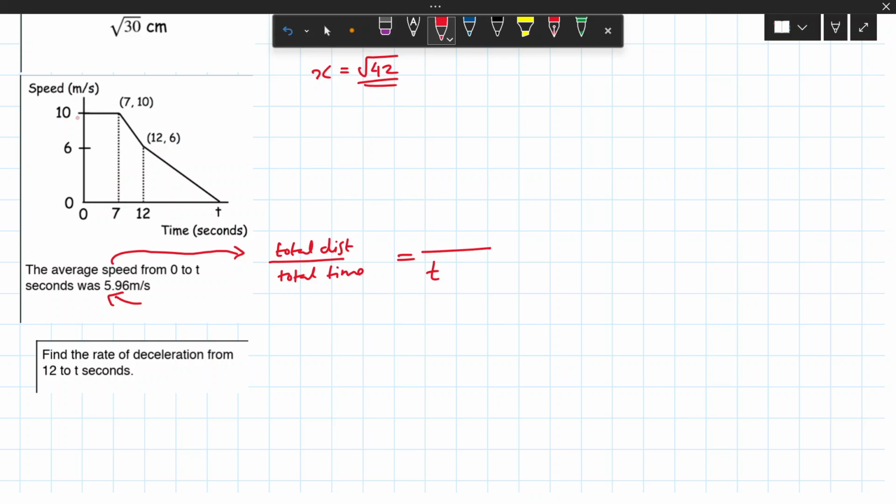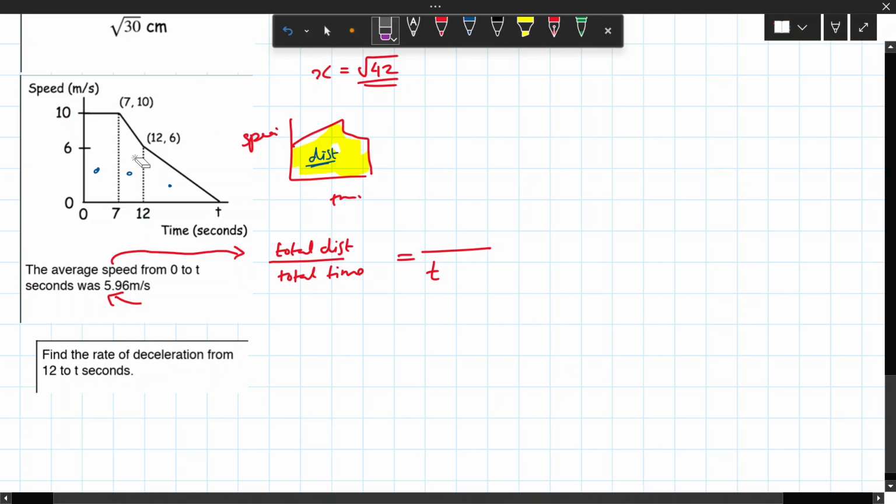What is the technique? When you have a speed time graph, so this is speed and you have time, the area under the speed time graph would be equal to the distance that you have traveled. So I need to work out this area, this area, this area. That would give me my total distance.